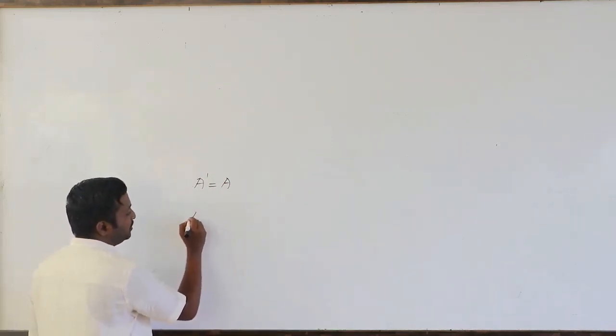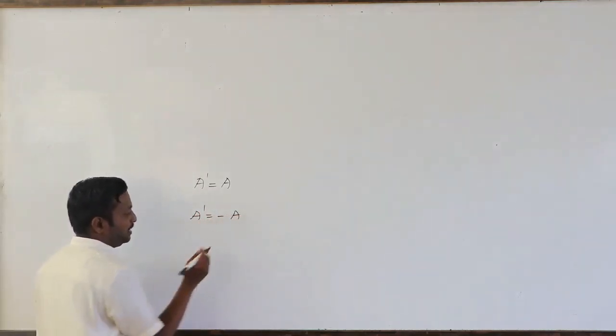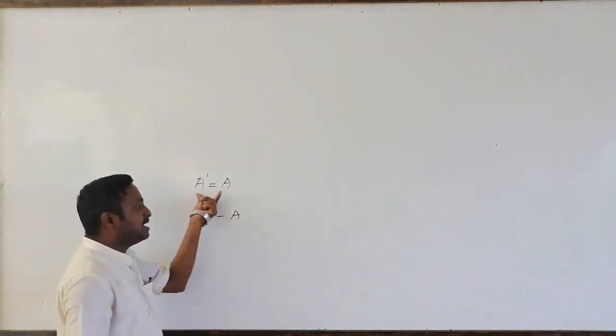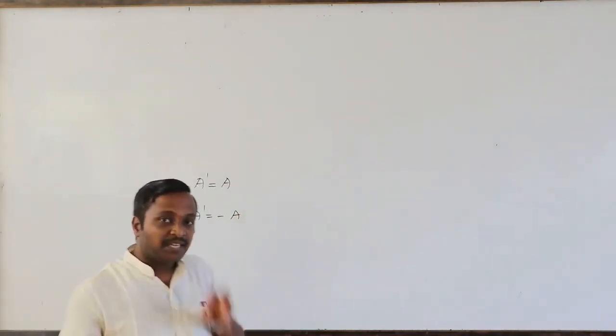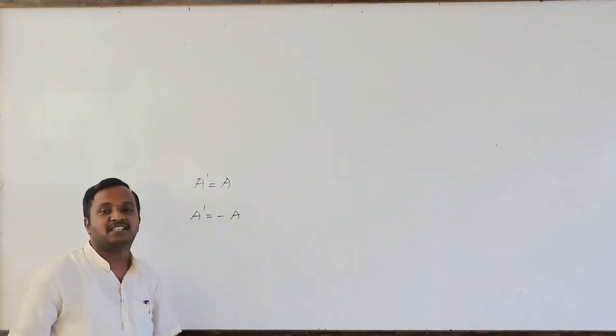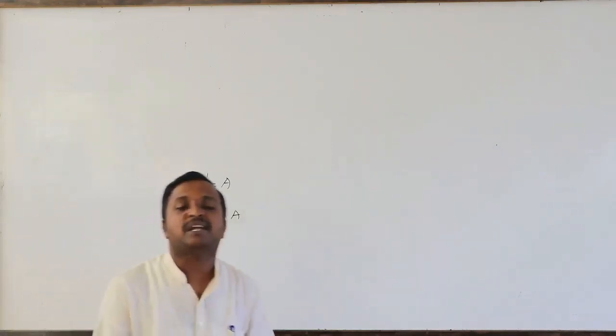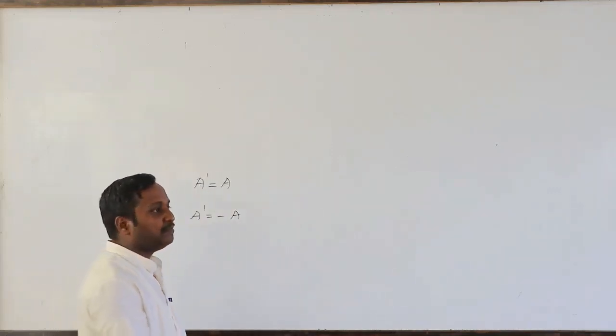And what is a skew symmetric matrix? A dash is equal to minus A. If a matrix satisfies A dash equal to A condition, then it is called a symmetric matrix. If a matrix satisfies A dash is equal to minus A, such matrix we call as a skew symmetric matrix. Just remember that one.